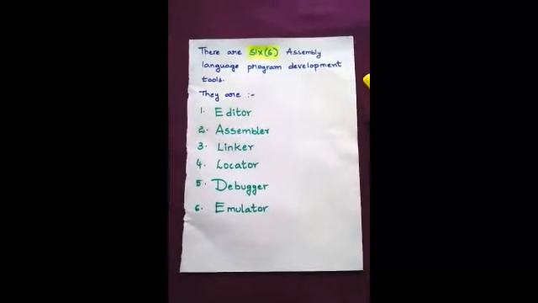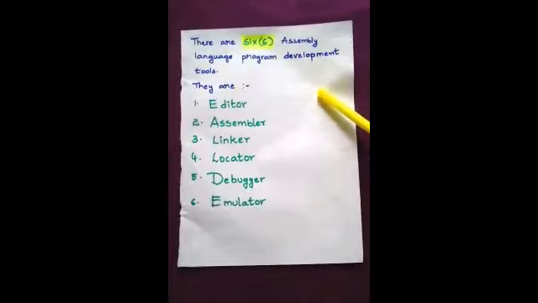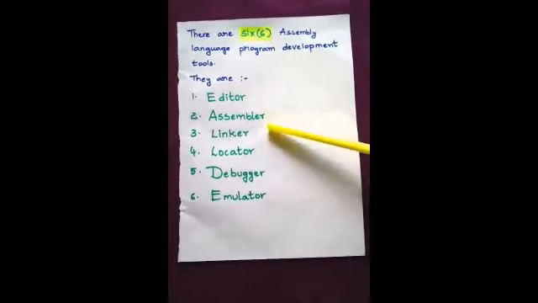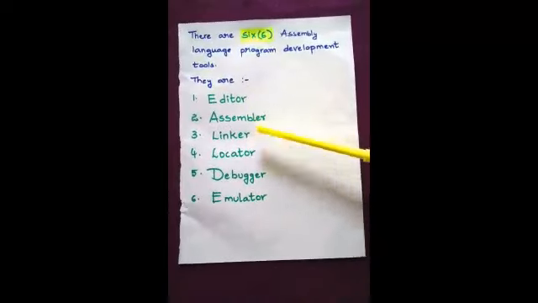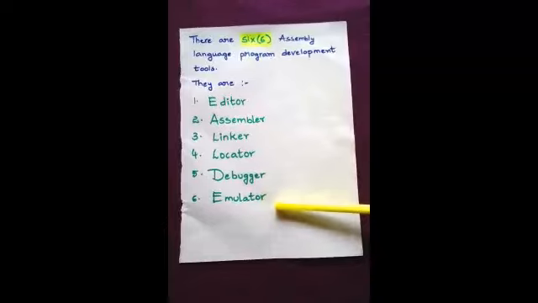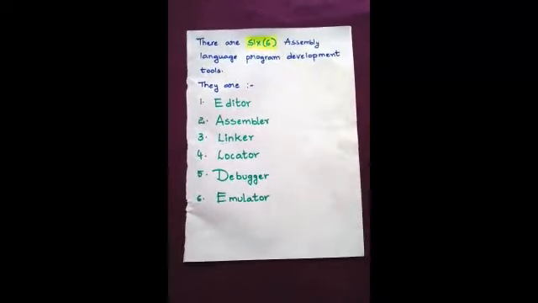As I told before, there are 6 steps for the assembly language program development tools. They are editor, assembler, linker, locator, debugger and emulator. We'll easily explain each and every step.